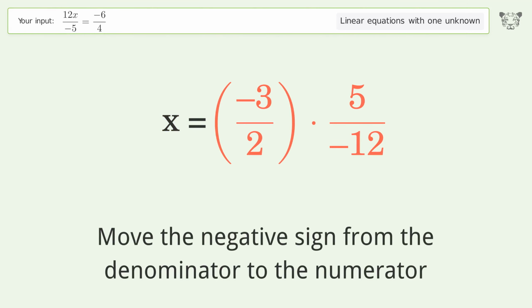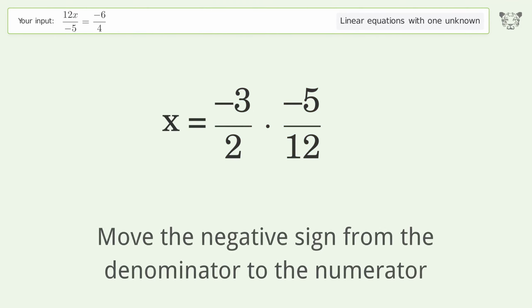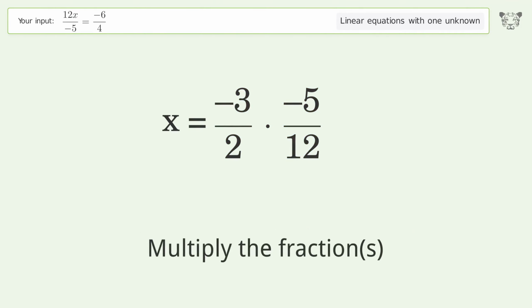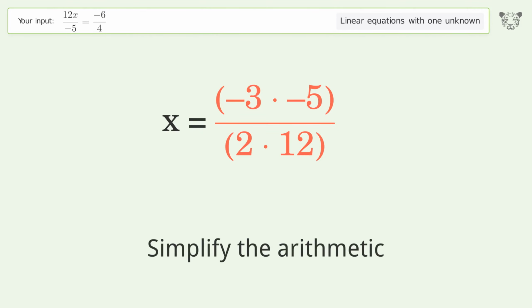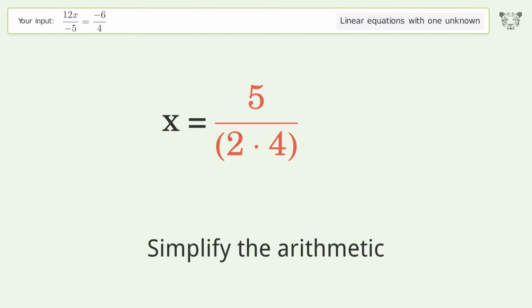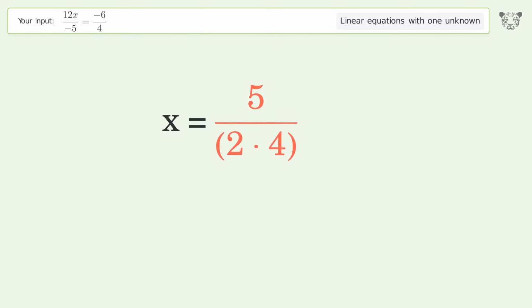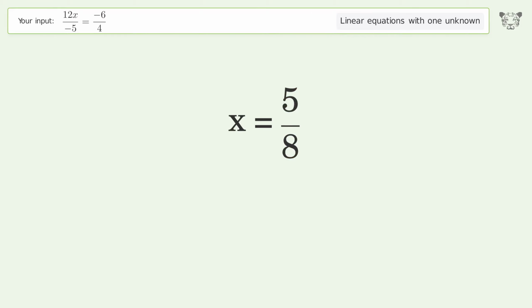Move the negative sign from the denominator to the numerator. Multiply the fractions. Simplify the arithmetic. And so the final result is x equals 5/8.